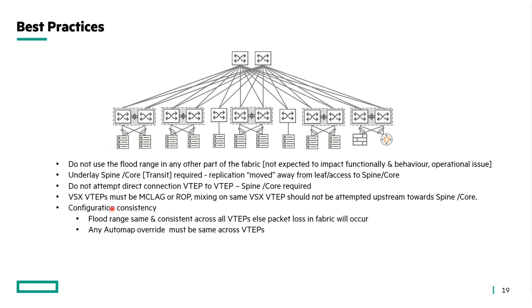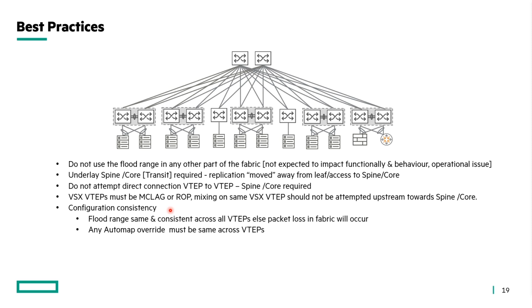When it comes to VSX VTEPs, we can use MC-LAGs or ROPs, but you must not mix them on the same VSX VTEP because of the ROP rule that I described earlier. It would confuse the system if you did that, and we don't see that typically in deployments, maybe in a test lab. So stick to one or the other when you're using a VSX VTEP.